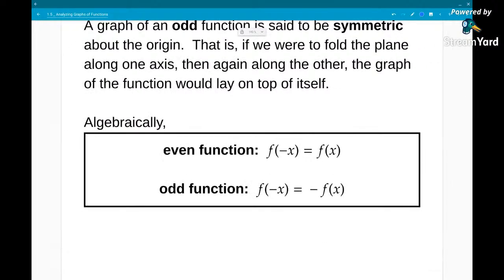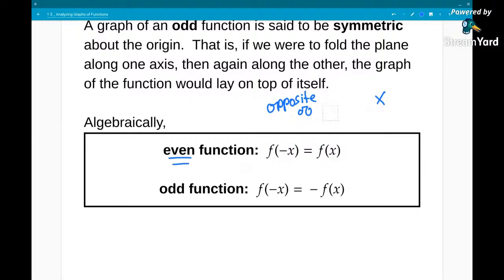So how do we do this algebraically without paper folding or without a graph? There is a test. And what you're going to do is the following. You have an even function if you have the following relationship. f of negative x equals f of x. What this says is if we input the opposite of x and we input x, but we get the same outputs, then the function is even.